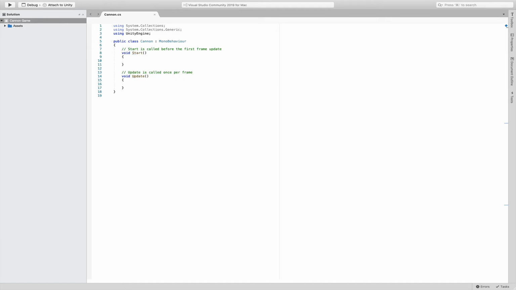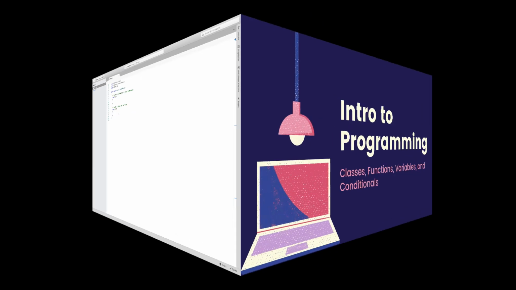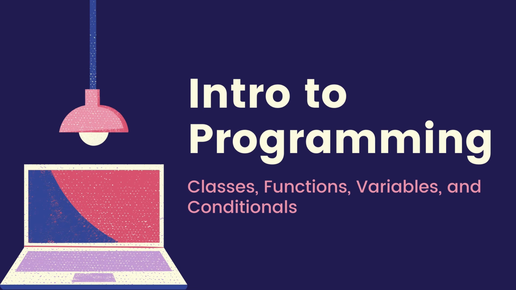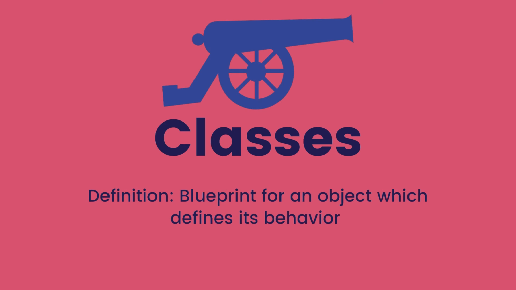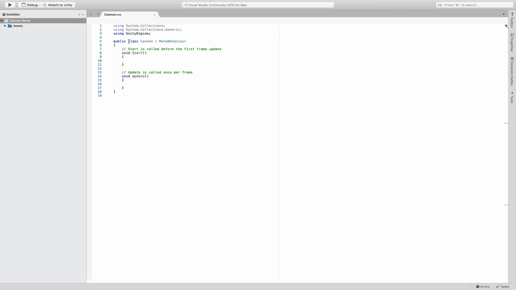With your Cannon script open in Visual Studio, you will see a whole bunch of C# code. Now is a good time to do a little bit of introduction to programming. Today we're going to cover classes, functions, variables, and conditional statements. Starting off with classes: classes can be defined as a blueprint for an object which defines its behavior. In Visual Studio, we can see that a class has already been made for us, and it has the exact same name that we entered for the script, a Cannon class.